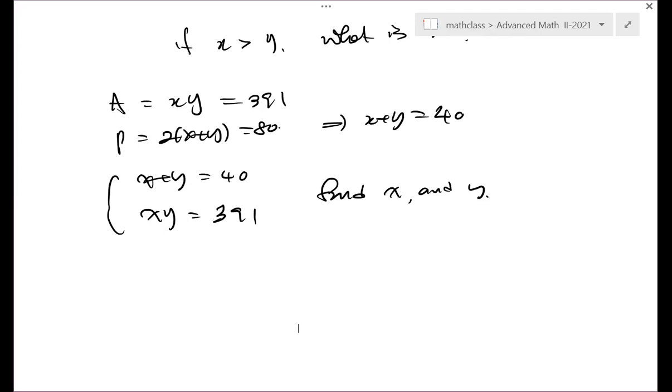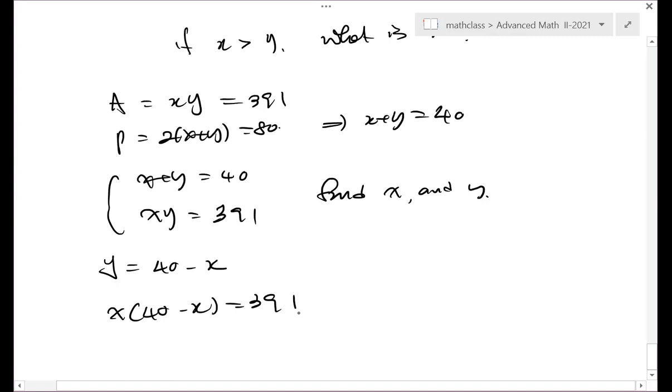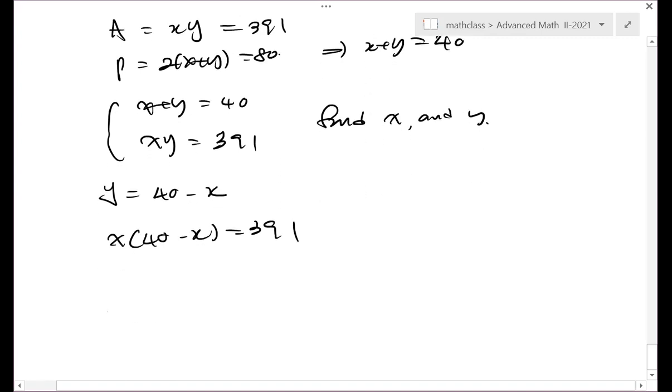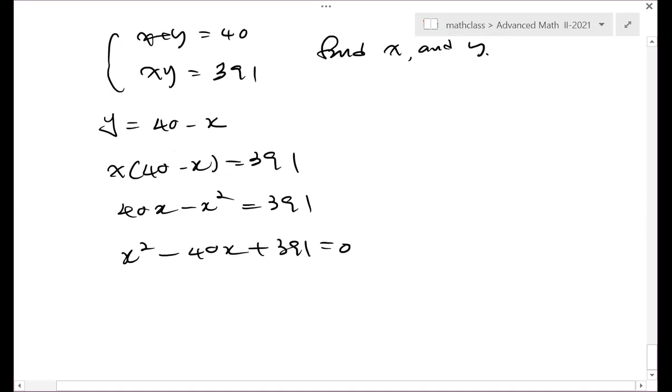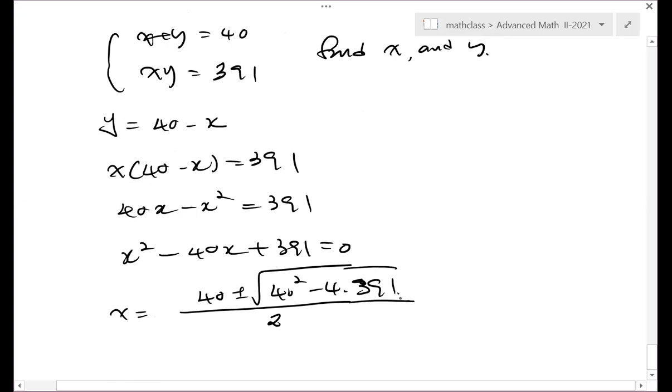The first one is the most straightforward way. You let y be 40 minus x, and plug into the second equation, x times 40 minus x equals 391. Okay, then you multiply this out, 40x minus x squared equals 391. So you move everything to the right-hand side. Okay, then you have to use what? Then you have to use the quadratic formula to find x. There should be two solutions here, negative b plus or minus the square root of b squared minus 4ac. Okay, so let's use our calculator to figure it out.